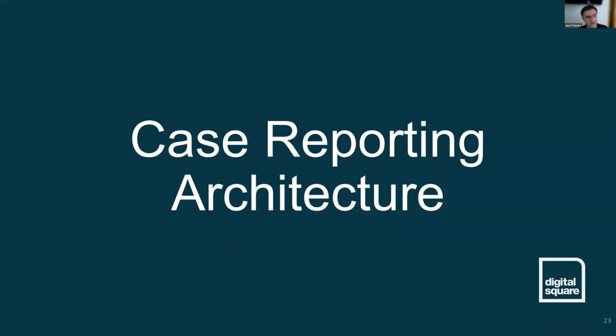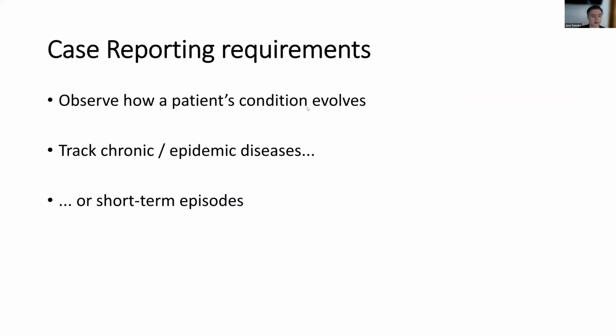So let's look into the architecture of this. Those are the technical fundamentals of FHIR, which we will now apply, or we will see how they apply. So let's look into case reporting from an architecture perspective. Just looking at what we want to solve with case reporting: do we want to observe how a patient's condition evolves, or track chronic or epidemic diseases, or do we want to capture short-term episodes, for example, pregnancy episodes? This is something that dictates our scope.